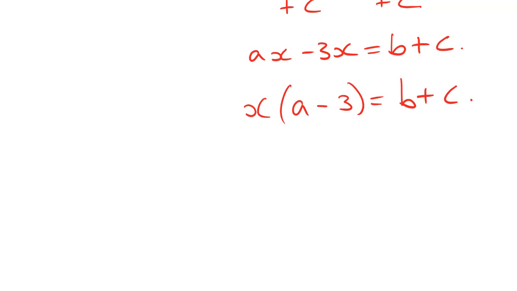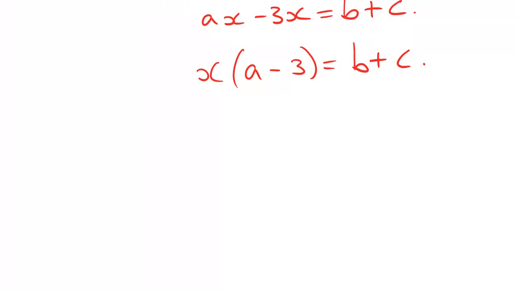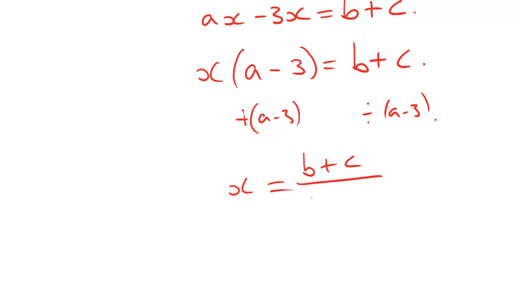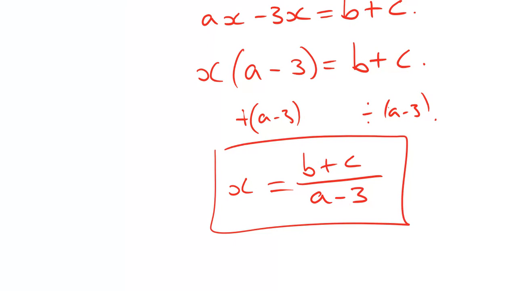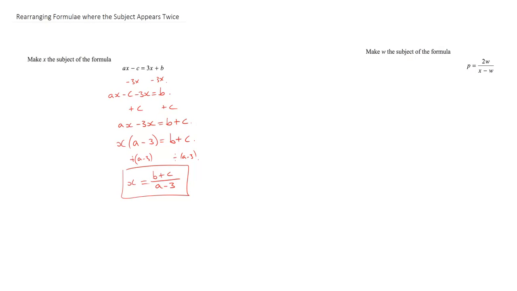Now that we've done that, all we need to do is just divide both sides by a minus 3. And we are finished. Now, if we do that to the left-hand side, we'll just have x. That was the point. We're making x the subject. On the right-hand side, the way to write this is b plus c, all divided by a minus 3. We are finished. We have successfully made x the subject.